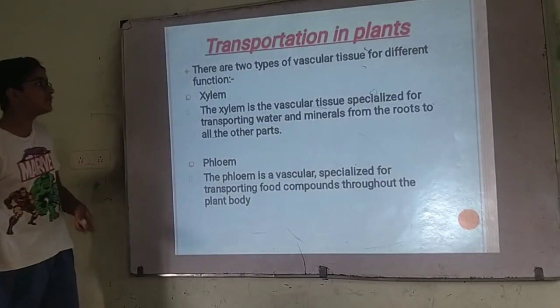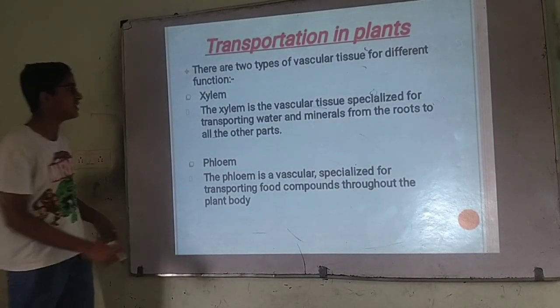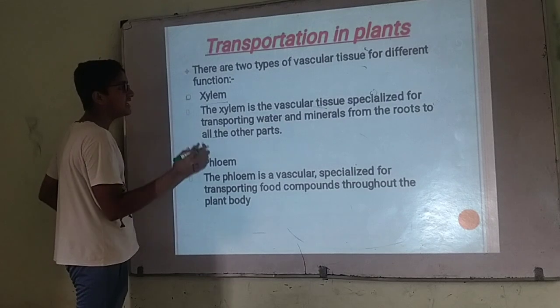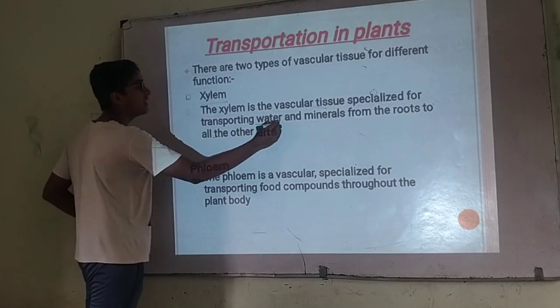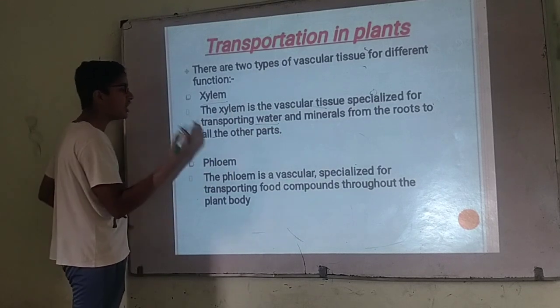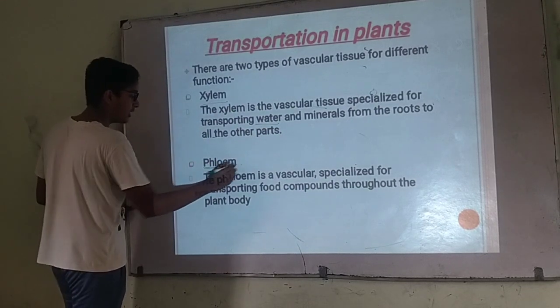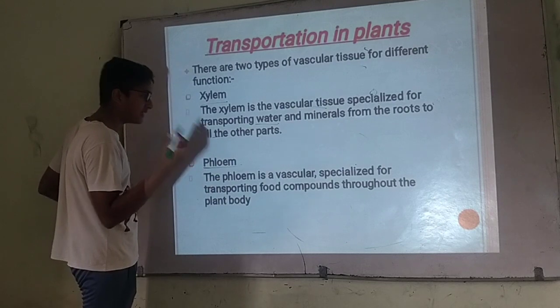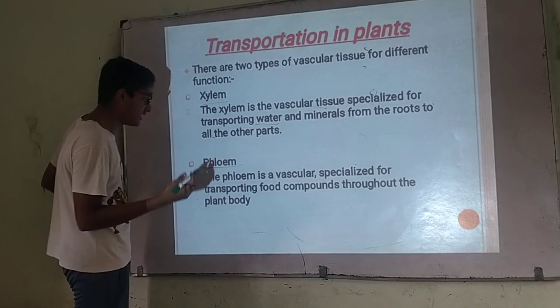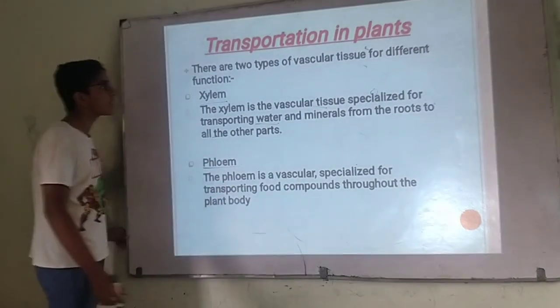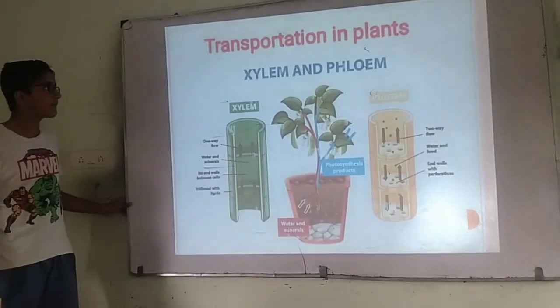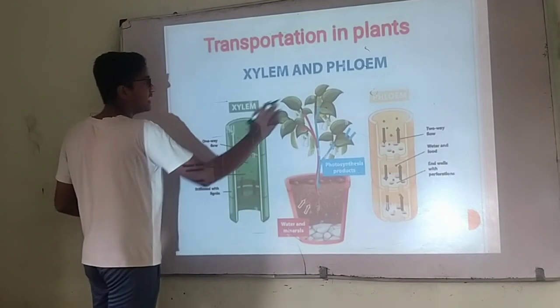There are two types of vascular tissue for different functions. Xylem. The xylem is the vascular tissue specialized for transporting water and minerals from the root to all the other plant parts. Phloem. The phloem is a vascular tissue specialized for transporting food compounds throughout the plant body. So here is the image of xylem and phloem.